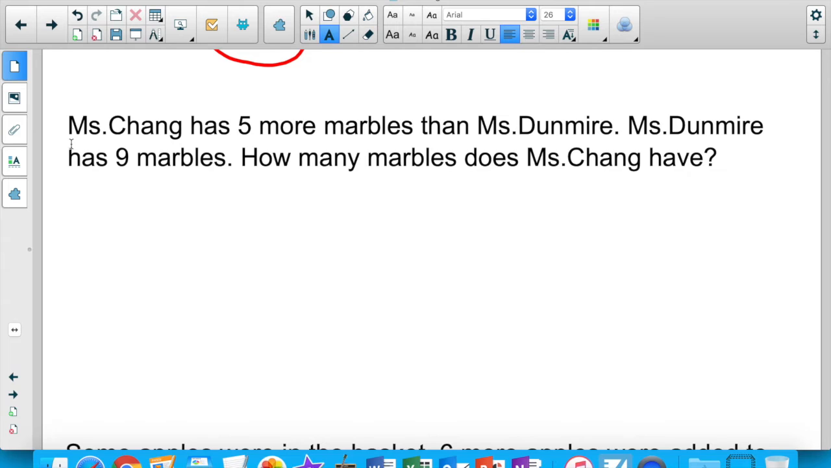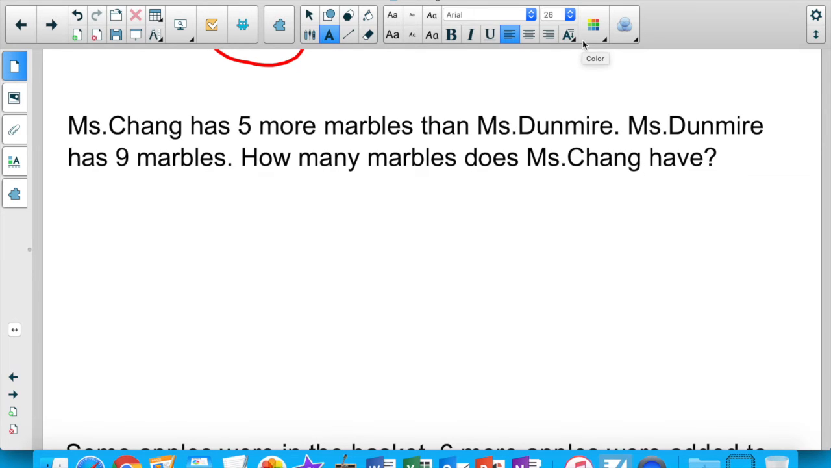Let's read the question first. Miss Chang has 5 more marbles than Miss Dunmeyer. Miss Dunmeyer has 9 marbles. How many marbles does Miss Chang have?